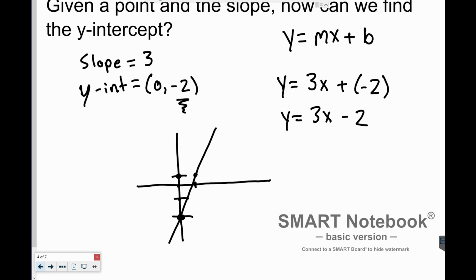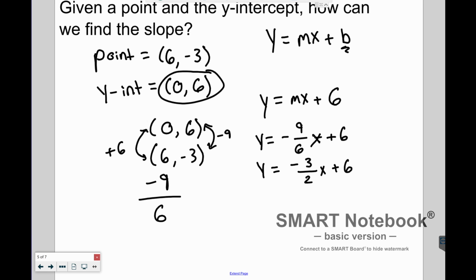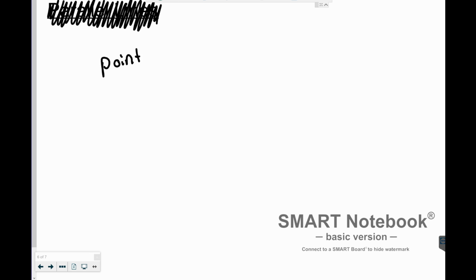There's one other example I wanted to do here that I think it didn't quite write out. So let's forget about saying parallel lines for a moment, and let's say we are given a point and the slope. Not the y-intercept, but just the point and a slope.